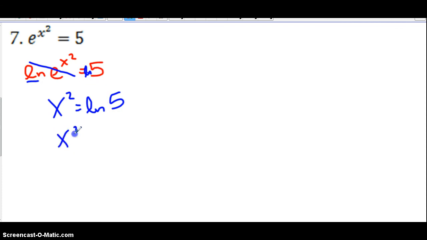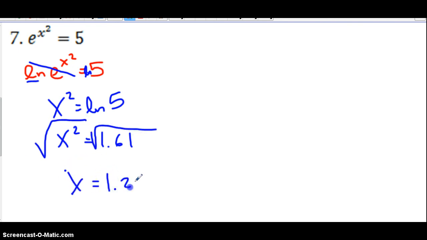So in our calculator, we're just going to put ln 5. I got one right here. Let's see what we get. We put ln of 5. We get 1.61 when we round it. And then we take the square root to solve. So 1.61 equals, when we take the square root, x equals 1.26 or 27 when we round. And that's your answer for this one.